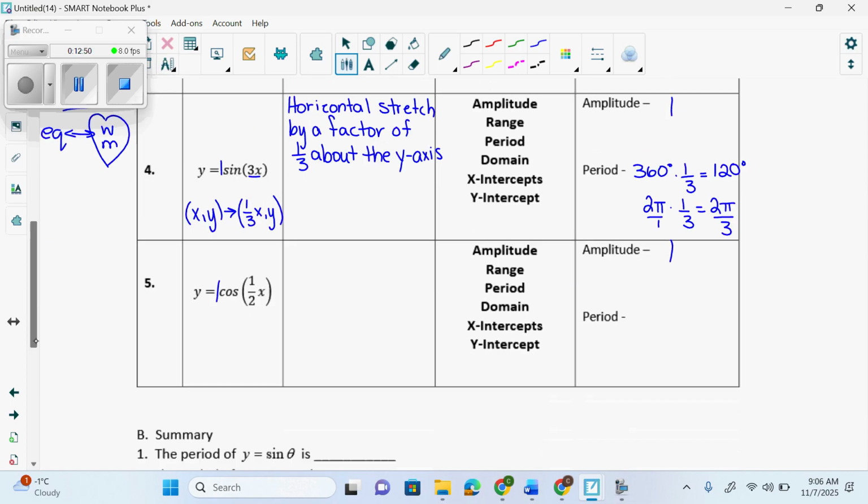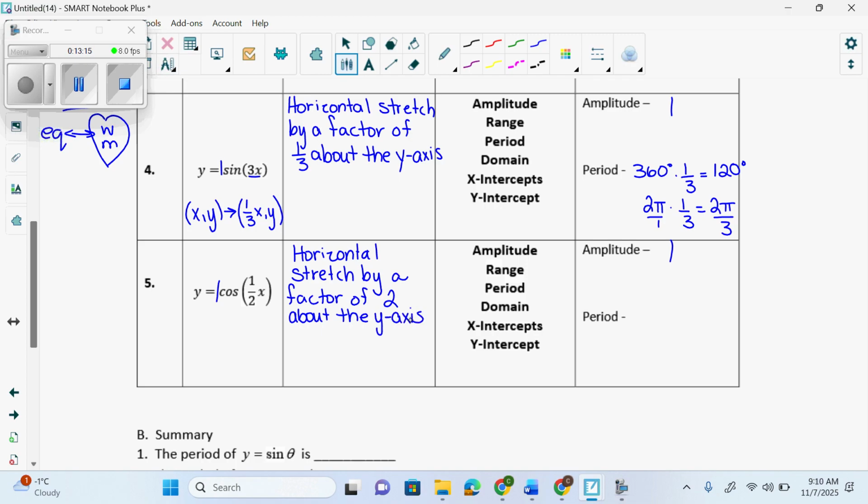You guys try 5, go. What is this? Horizontal stretch. Guys, why are you all talking? Stretch by a factor of 2 about the y-axis.